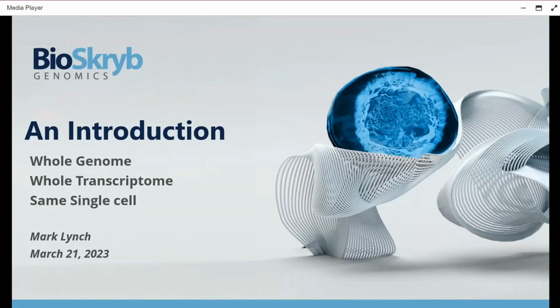Thank you. Today, I will introduce to you BioScribe Genomics' unbiased whole genome and whole transcriptome chemistries for deep characterization of single cells important in cancer heterogeneity studies.